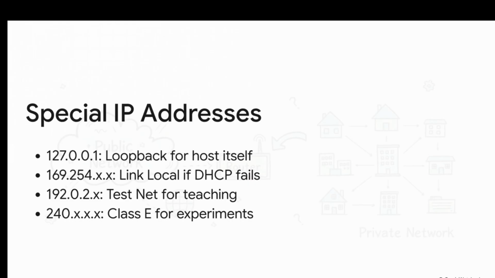Then you've got the loopback address, 127.0.0.1. If you ping this, your computer basically just talks to itself, which is actually a pretty brilliant way to test if your own network card is breathing. Oh, and if your DHCP server ever completely fails, your computer panics a little and auto-assigns a link local address, starting with 169.254. There's even a testnet block purely for teaching, and an entire Class E block reserved strictly for experimental purposes. Pretty cool, right?